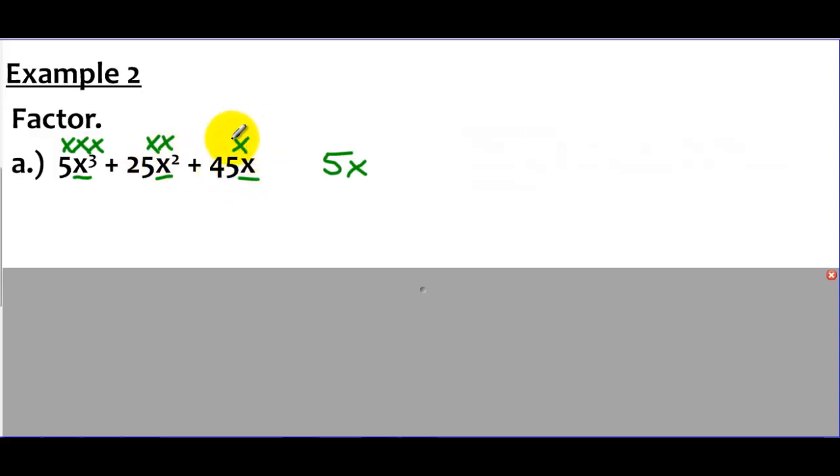It looks like they only have 1 in common, because if I tried to say they had 2, well, this last one doesn't have 2. So I can say they really only have 1 x in common. I can't take away more than that. Right? So 5x is my common factor.